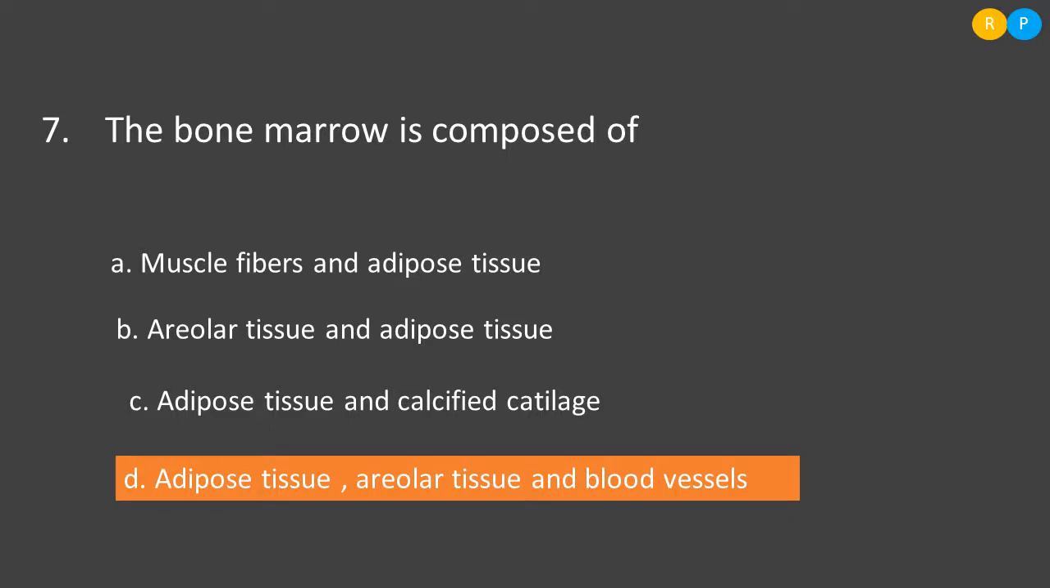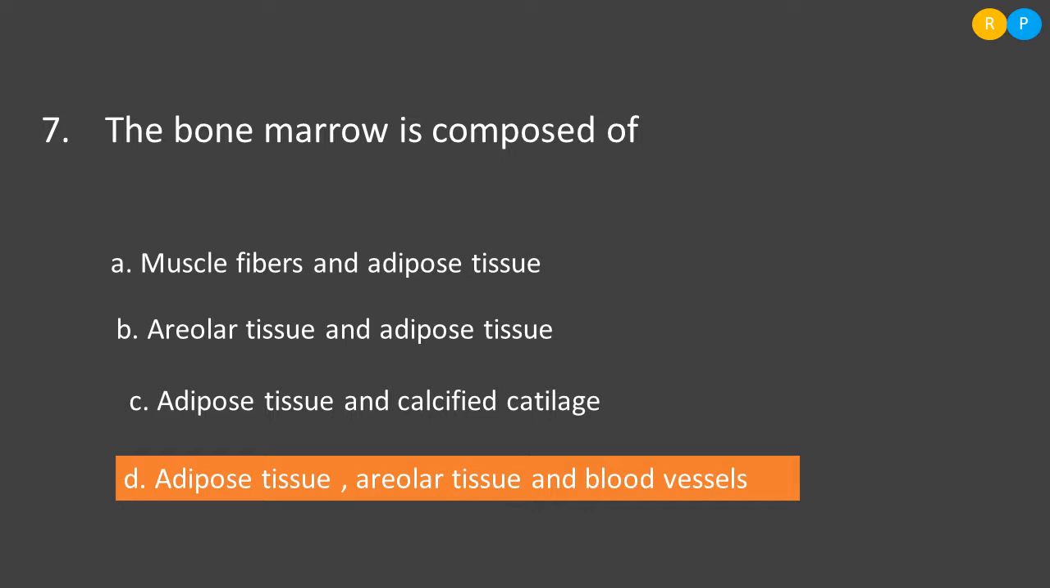Is the seventh question. The bone marrow is composed of. So bone marrow is a fluid region. It is present in the central marrow cavity of long bone. So this helps in the formation of blood cells. Clear, right? So there are two marrow regions we have in long bone. One is yellow marrow region.